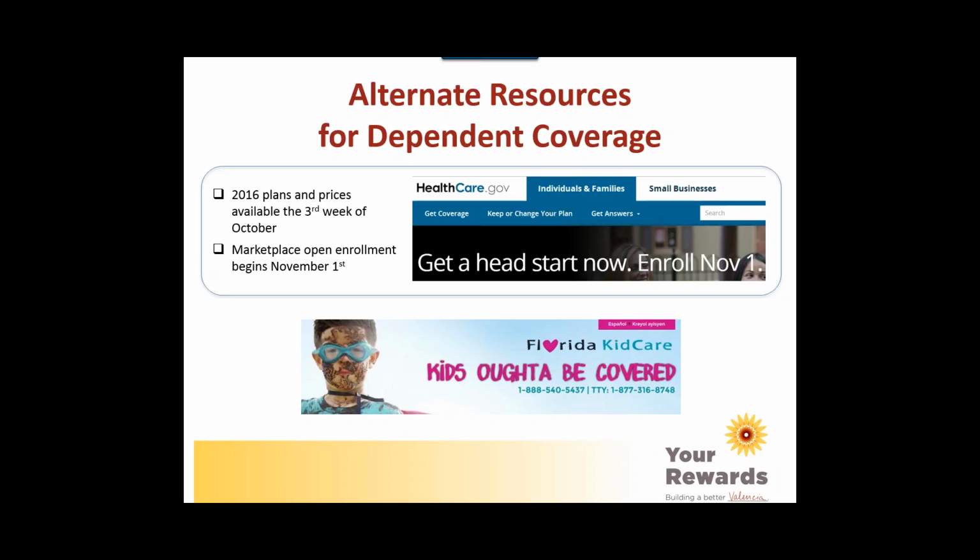But you'll notice that you're going to be able to look at the 2016 plans and prices the 3rd week of October. So while we're going through our open enrollment from the 19th through the 30th, you'll be able to check out healthcare.gov and do some comparisons of the silver plans, for instance, on healthcare.gov with our silver plans to see how the coverage might be different, what the cost is on those plans versus our costs, and see if that might be a better option for your dependent coverage.